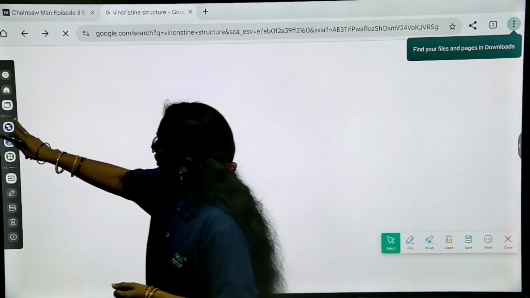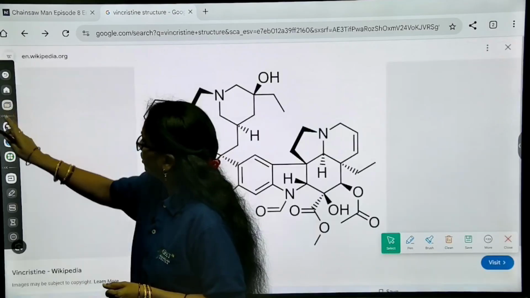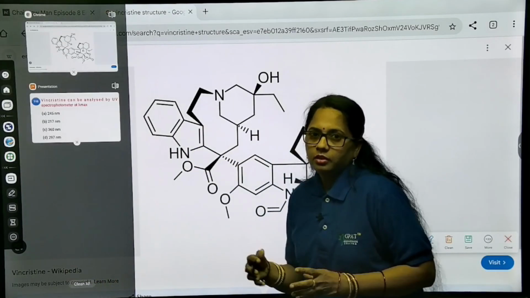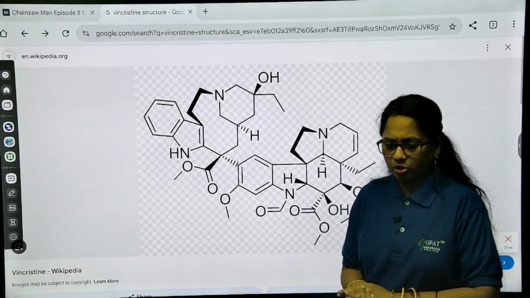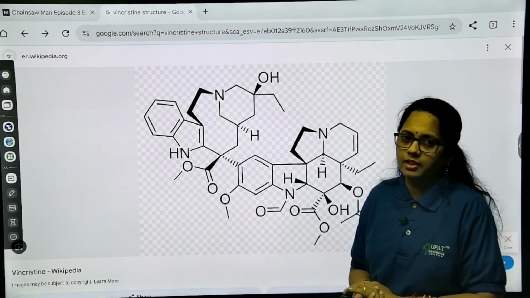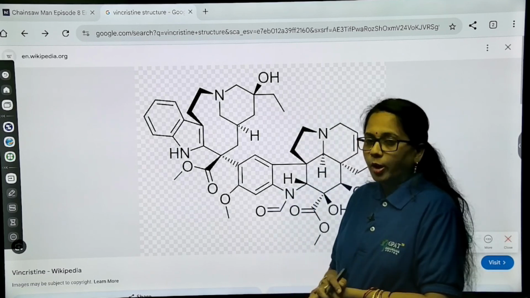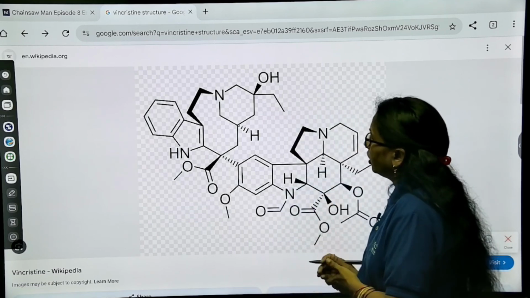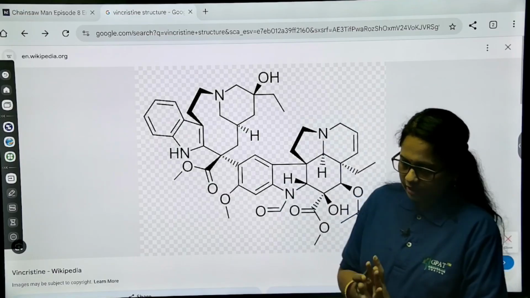Okay, and mostly, you may not directly apply the Woodward-Fieser rule, or the Fieser-Kuhn rule, to this vincristine complicated structure. Okay, it is a Vinca alkaloid, but we know that it is just an aromatic compound. That's what we can say.